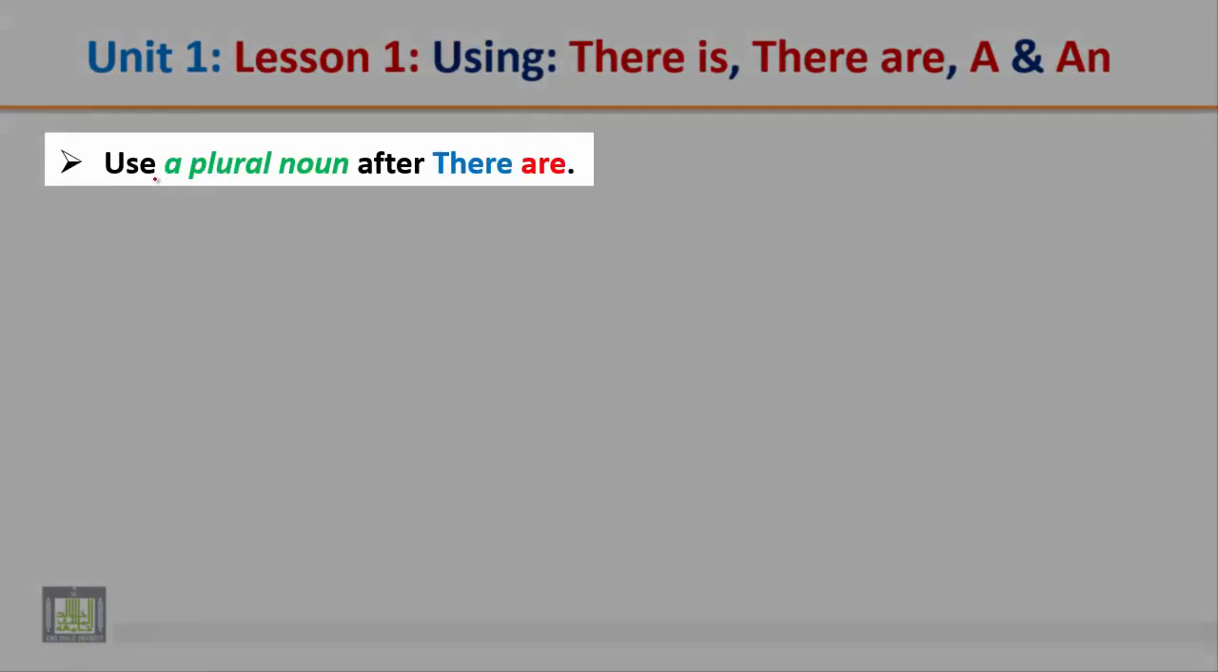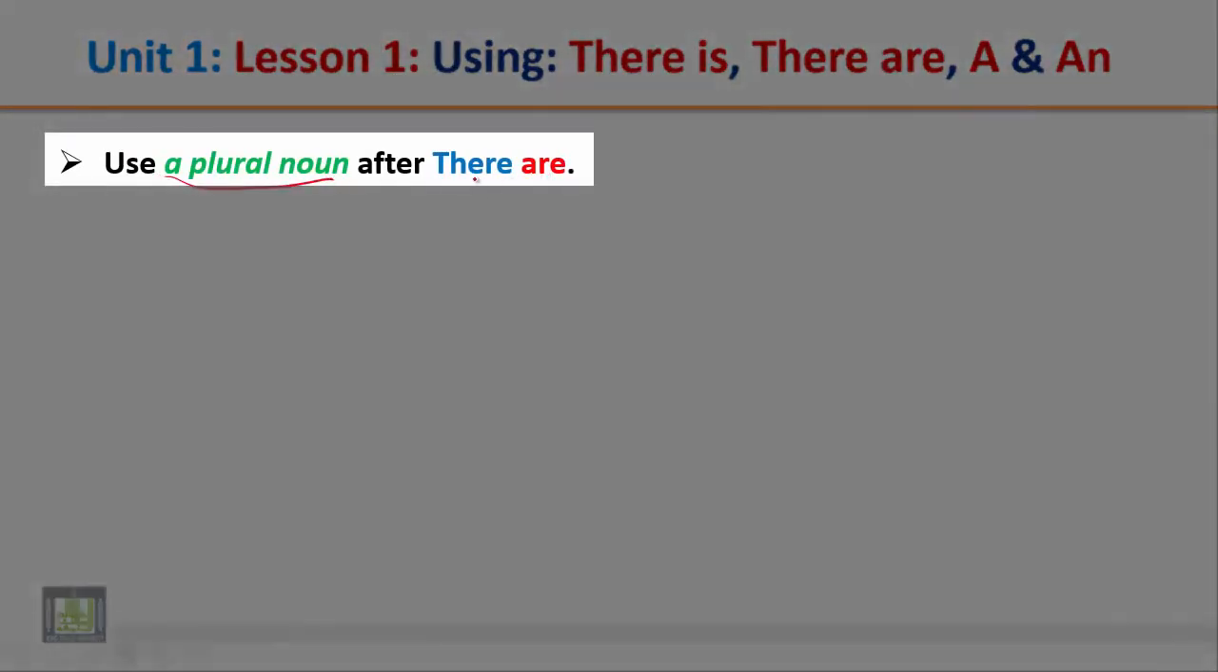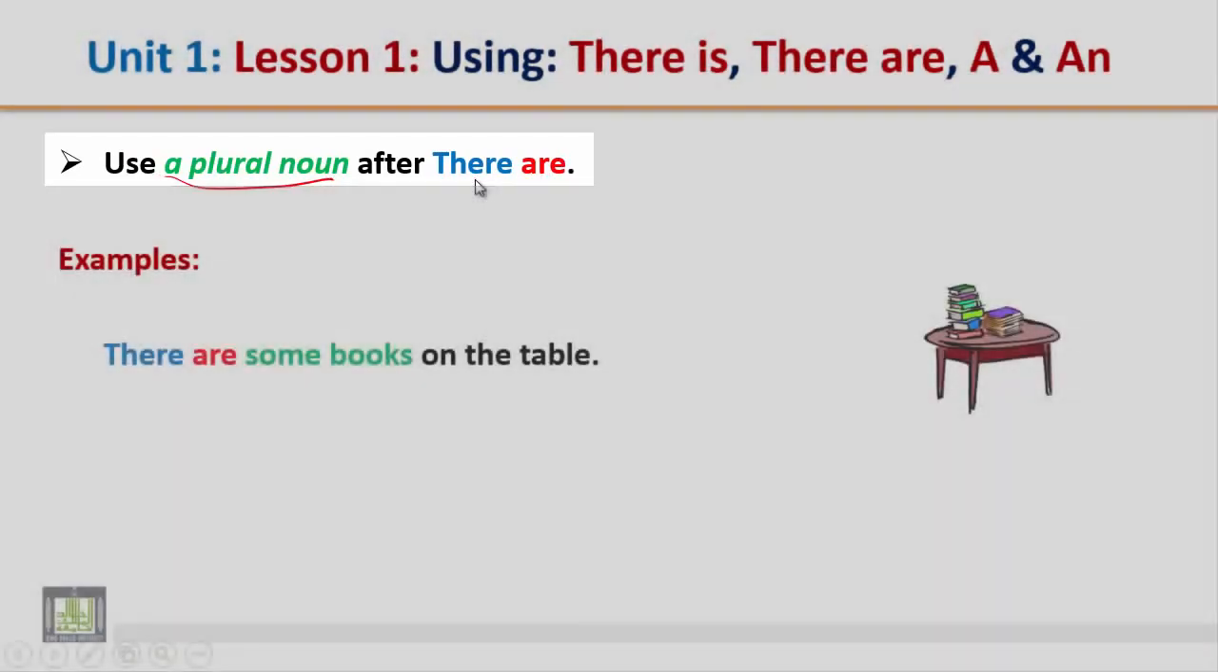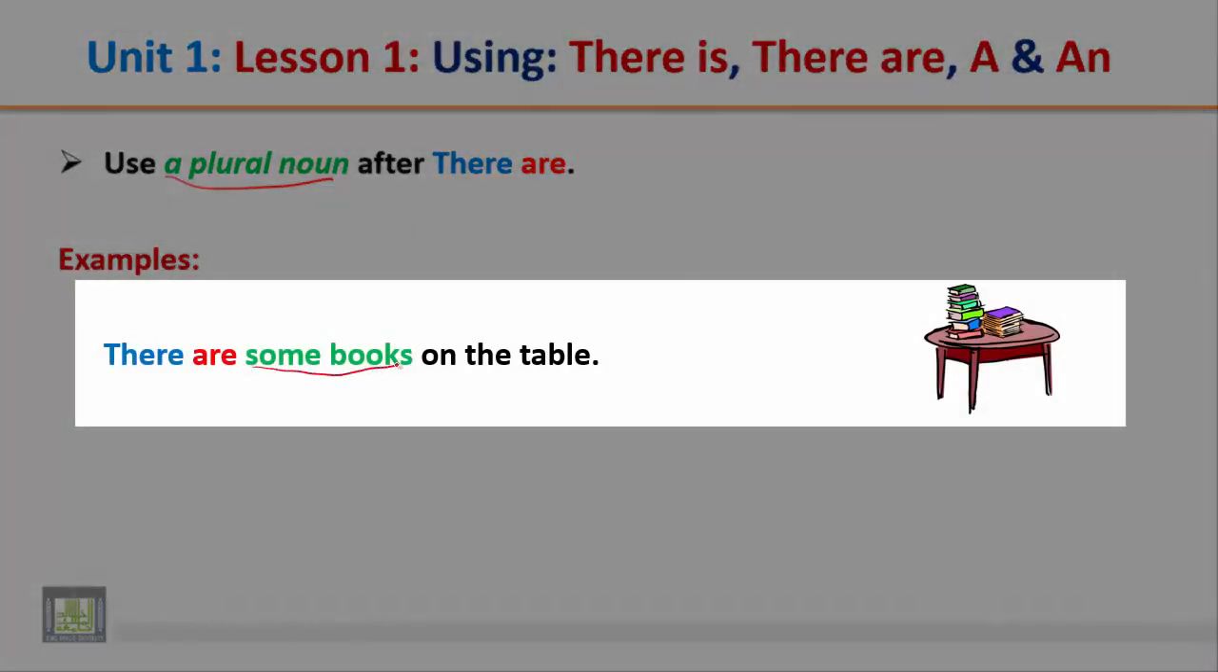Use a plural noun after there are. Example: there are some books on the table. Notice here that after there are, we use a plural noun. Some books, not one, but many. 1, 2, 3, 4. Some books. So the word books is a plural noun. So we use a plural noun after there are.